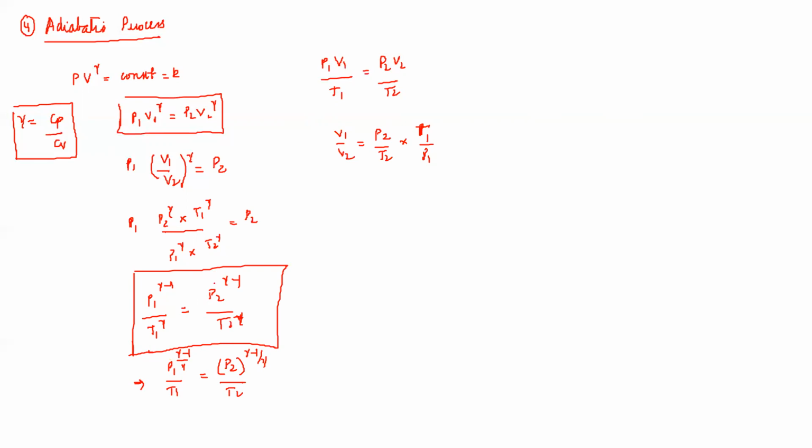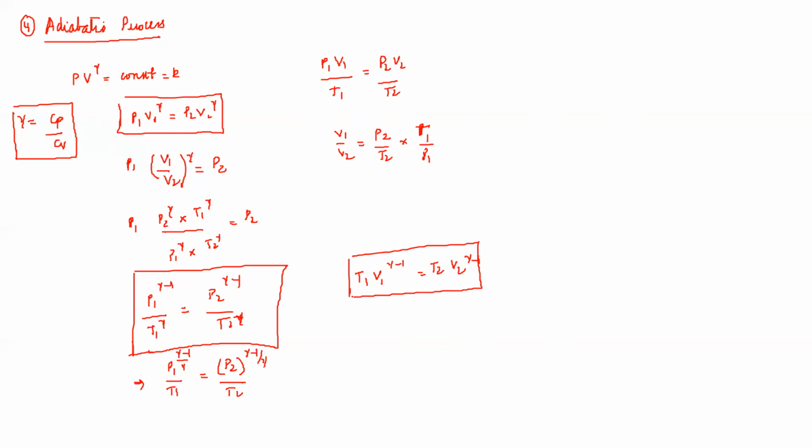All right, so this is how you can relate pressure and temperature, and similarly you can relate temperature and volume. You can simply substitute in place of pressure, P1 by P2, and T1 by T2 into V2 by V1. That way you will get the equation as T1 V1 to the power gamma minus 1 is equal to T2 V2 to the power gamma minus 1.